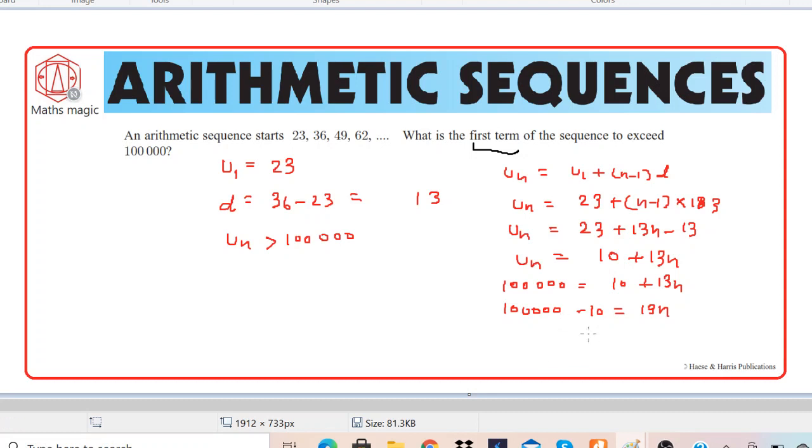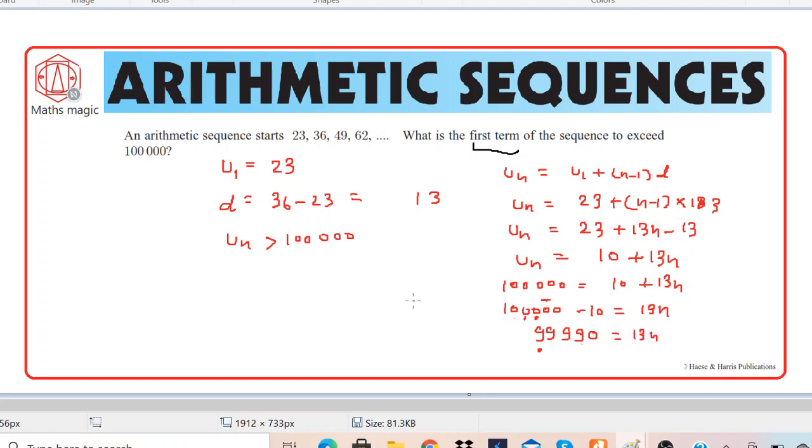So what will be the value? It's a 0 only, and a 9, and the rest of the digits are going to be 9, 9, 9. You can cross check: 0 minus 0 is 0, then 10 minus 1 is 9, then you get 9, again 9, and again 9. So we got 99,990 is equal to 13n.